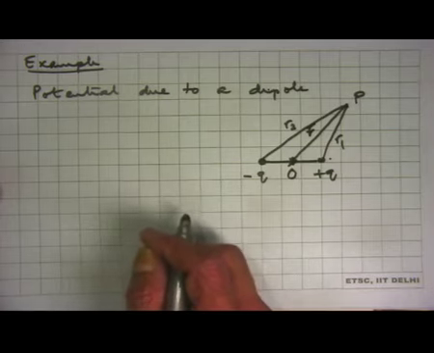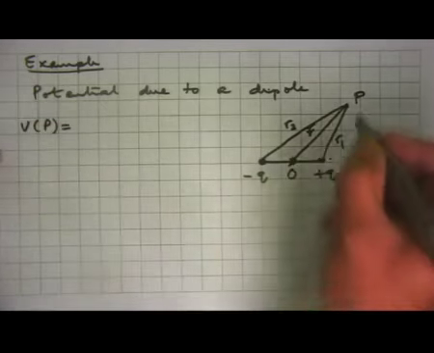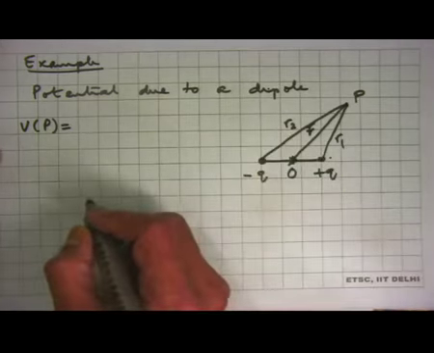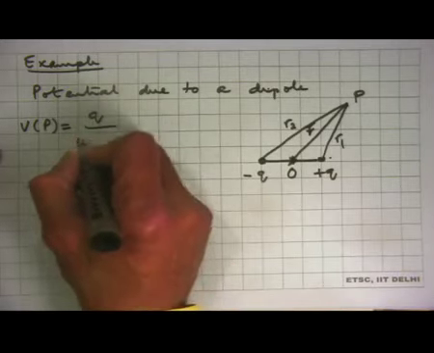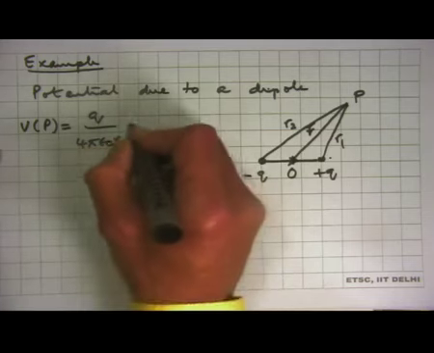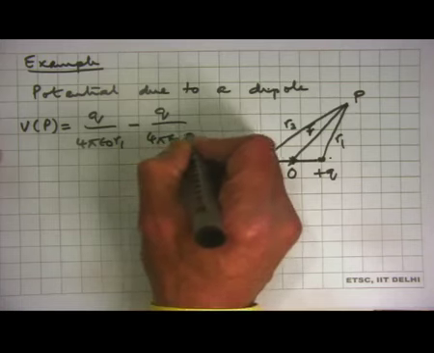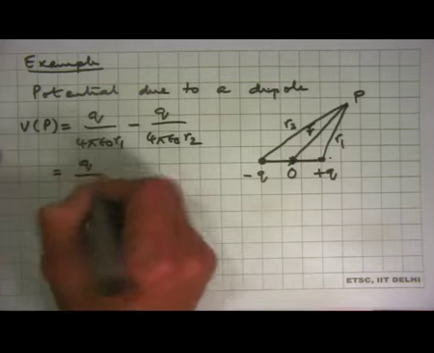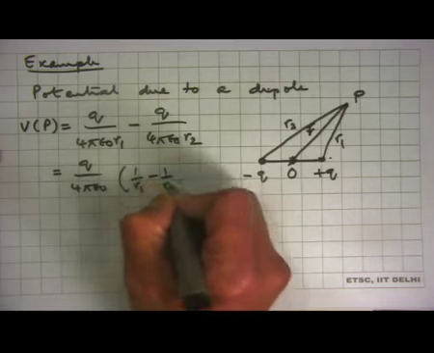Remember, potential satisfies the superposition principle. So, V at P must be equal to the potential at P due to the plus q charge plus the potential at P due to the minus q charge. Because this distance is r1, the plus q charge produces a potential q by 4 pi epsilon 0 r1, and minus q produces minus q by 4 pi epsilon 0 r2. So, this is q by 4 pi epsilon 0 into 1 by r1 minus 1 by r2.